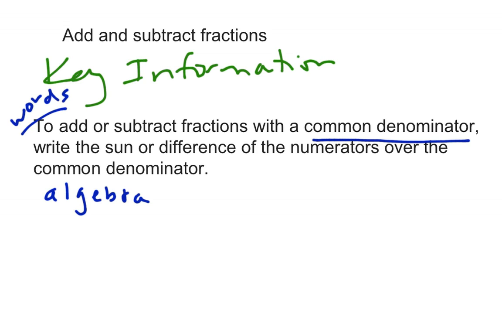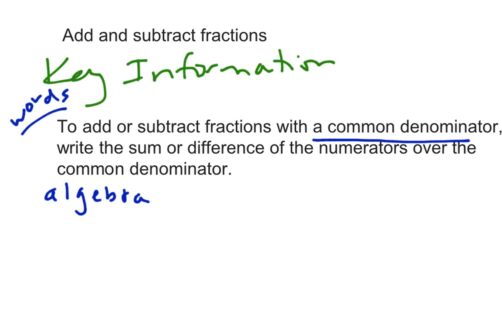Write the sum, that's not right, it should be the sum or difference of the numerators over the common denominator. So I need to change that from sum to sum. Okay, fixed it. The sum or difference. So sum if you have addition, difference if you have subtraction. Those are the words. Then we have algebra, and then we have numbers. So let's see what that would look like.